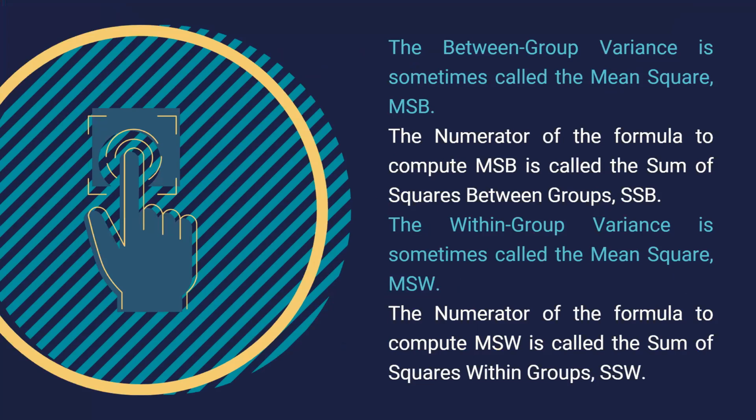The between group variance is sometimes called the mean square B, MSB. The numerator of the formula to compute MSB is called the sum of squares between group, SSB. The within group variance is sometimes called the mean square W, MSW, and the numerator of the formula to compute MSW is called the sum of squares within groups, SSW.